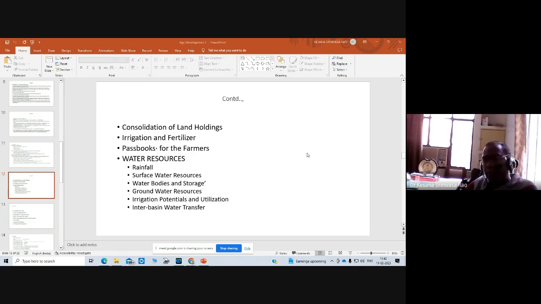So two or more rivers in a process. More number of rivers can be merged, and ultimately they are in a position to give the farmers a good amount of water. Okay, so these are the measures. Surface water resources, as you know, water bodies are being formulated, groundwater resources are also being exploited, irrigation potentials and utilization time and again. How much potential are the farmers in a position to use?